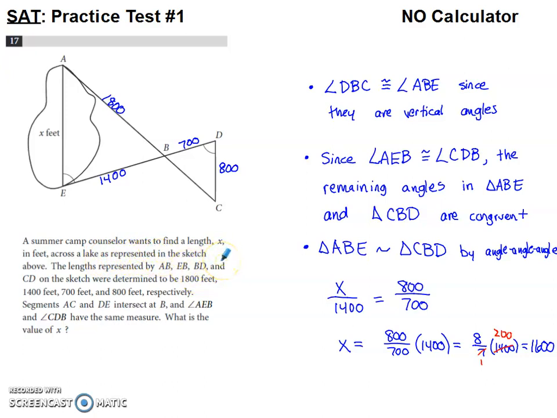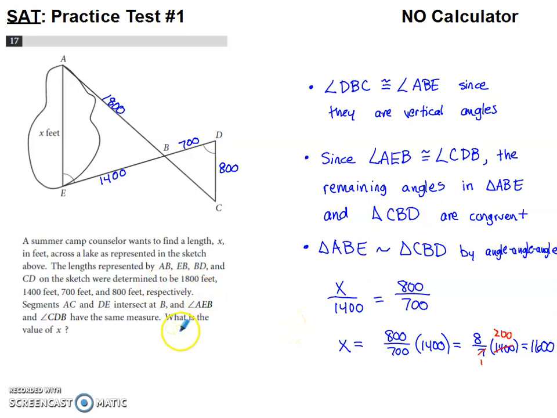If we check out what we're presented with, it's talking about a camp counselor who wants to find a length x in feet across a lake represented in the sketch above. So x is this distance from A to E. They give us a bunch of lengths, so there were a bunch of lengths that were able to be measured. So from A to B, we're told that's 1800. I basically labeled everything that they told us.